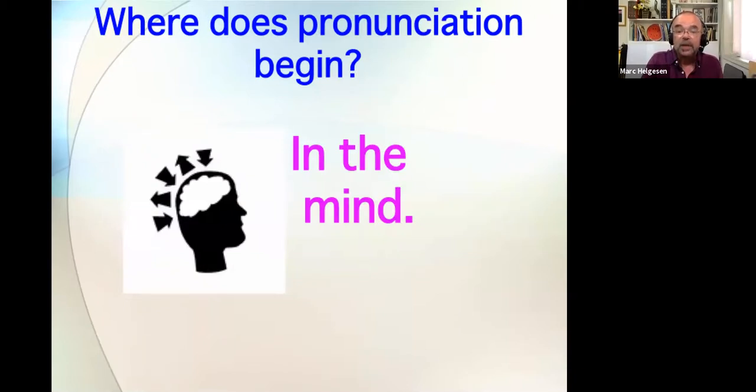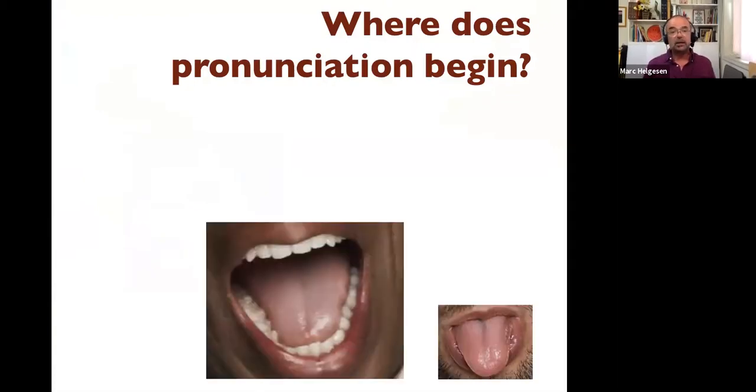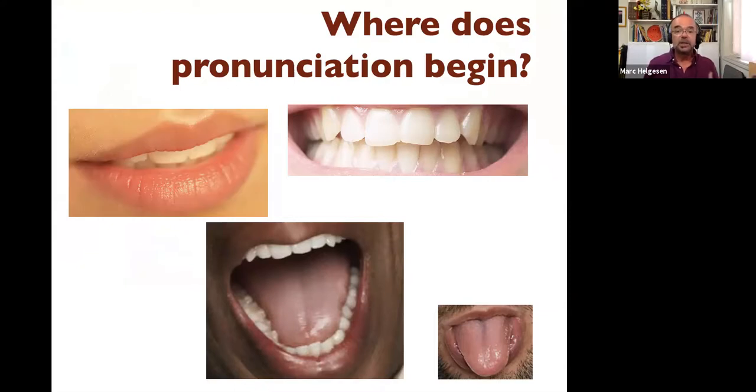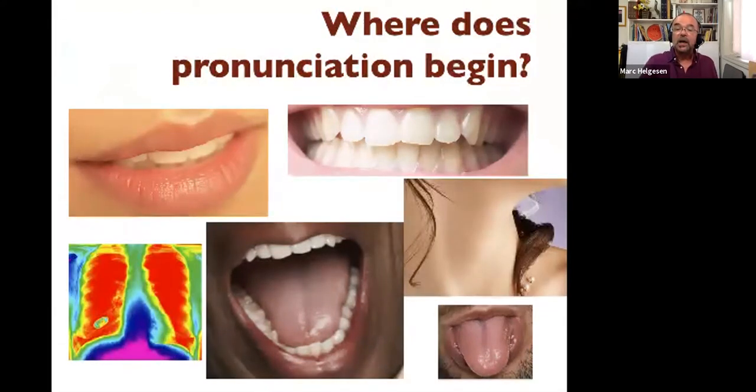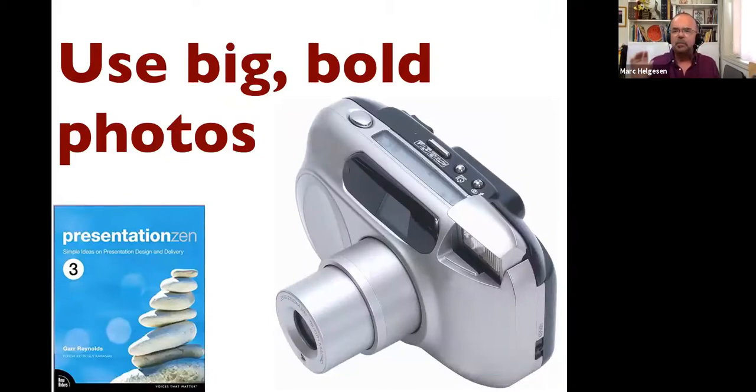Okay, redone in Presentation Zen style, where does pronunciation begin? It says mouth, and tongue, and teeth, and lips, and voice box, and lungs, but really pronunciation begins in the mind. Okay, and the idea is use big, bold photos.